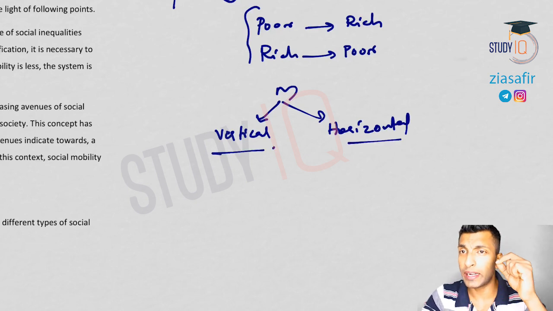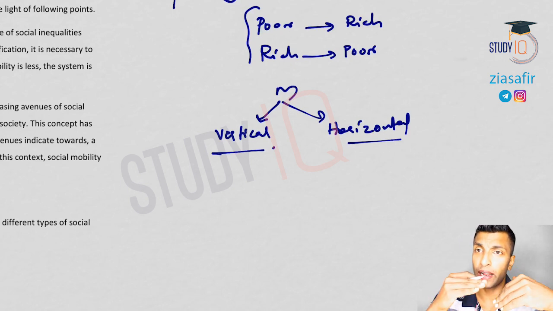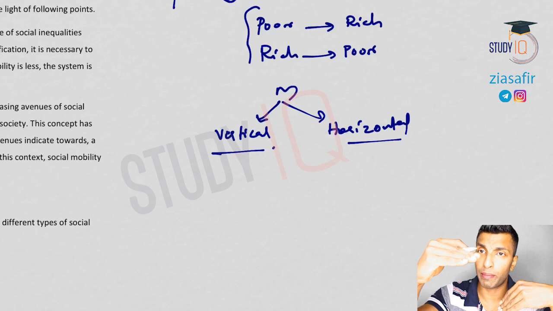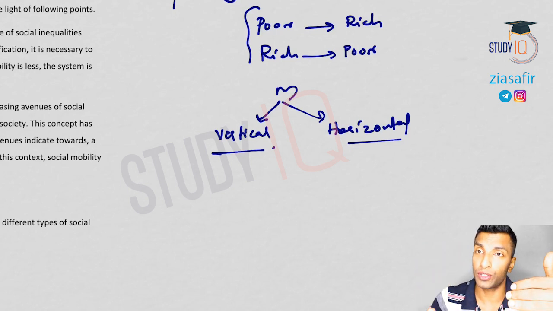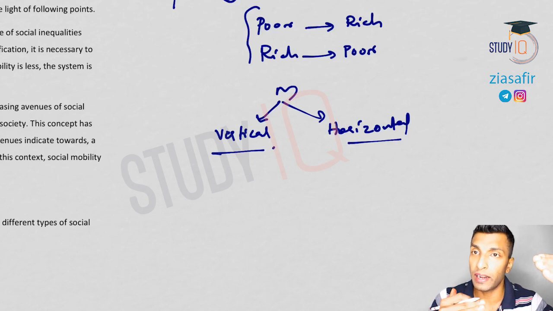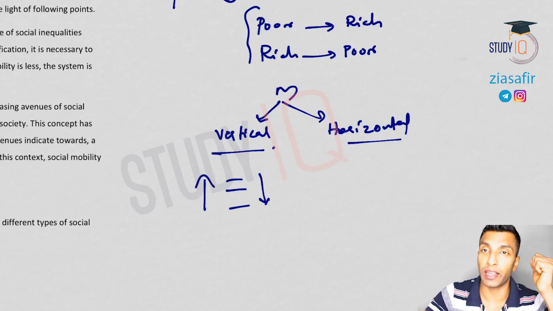What is vertical mobility? Just like I've told you, it is a positional change, right? So changing from a clerk to a manager or a manager to a clerk, both are possible. Or your business fails, you are a rich person and your business failed and you become a poor person. So it is actually movement between strata, that is vertical.